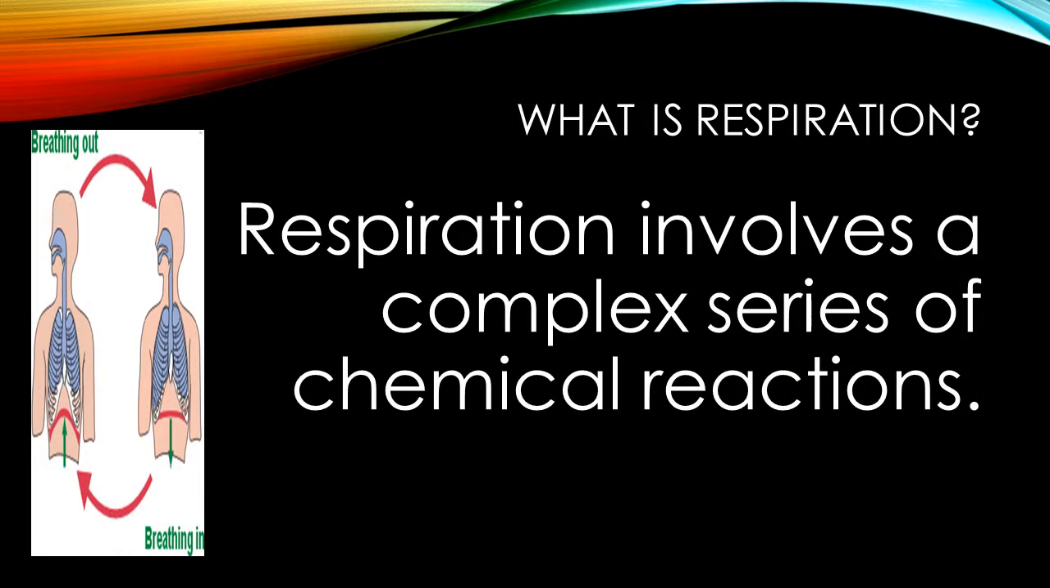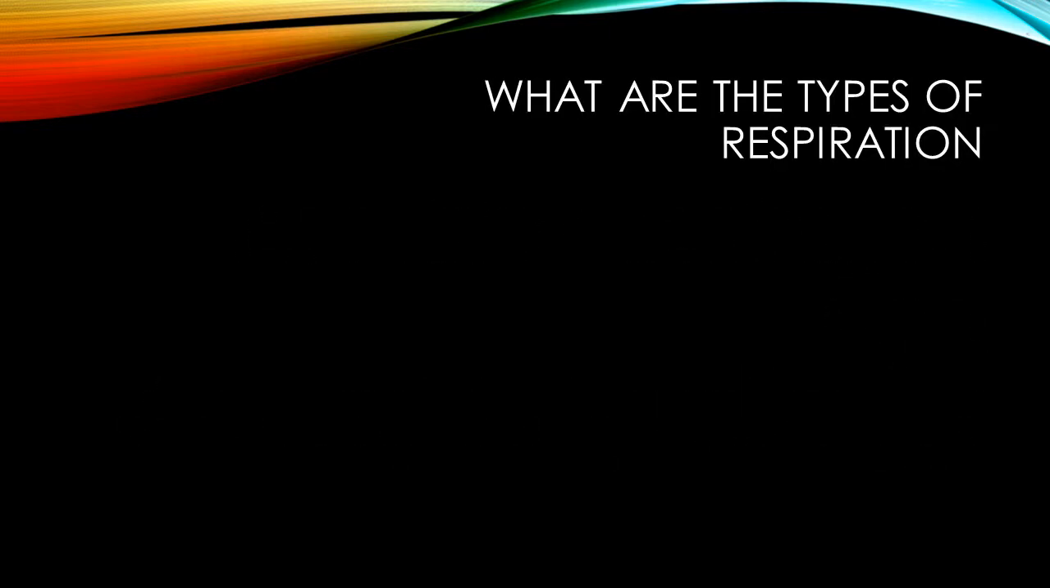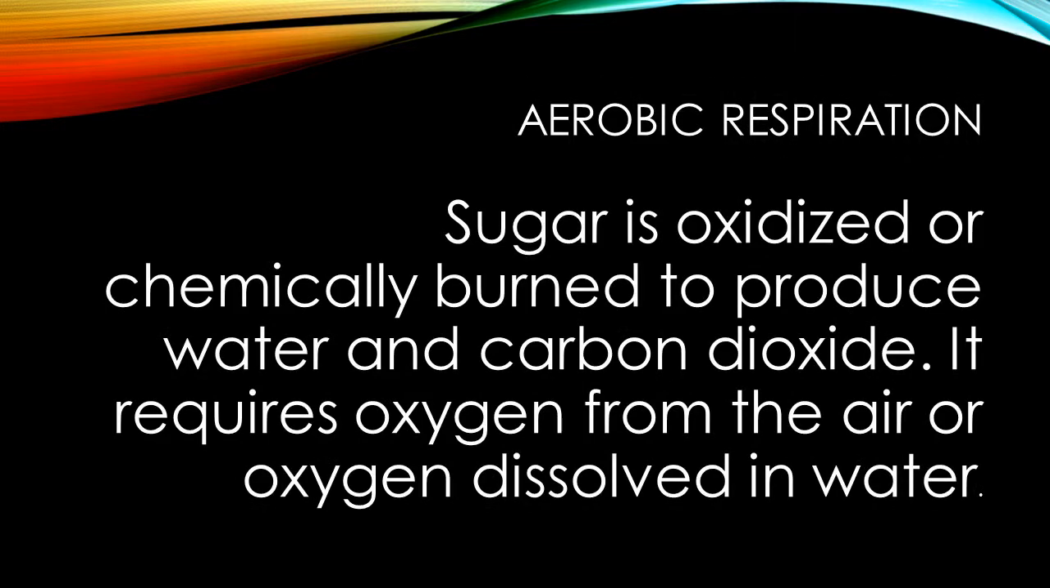So what is respiration? Respiration involves a complex series of chemical reactions. There are actually two types of respiration: aerobic respiration and anaerobic respiration. In aerobic respiration, sugar is oxidized or chemically burnt to produce water and carbon dioxide. It requires oxygen from the air or oxygen dissolved in water. Most organisms make use of aerobic respiration to release the energy they need.